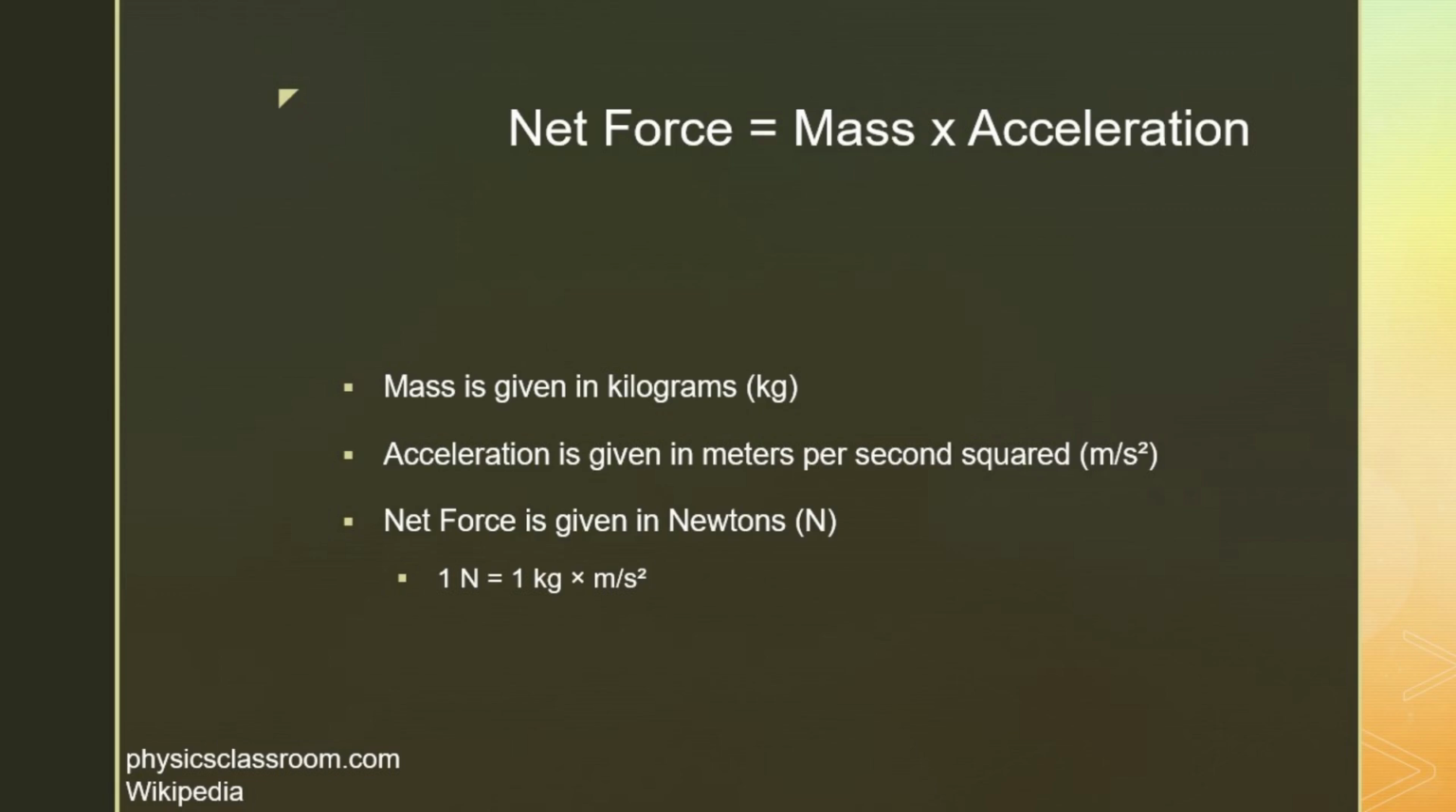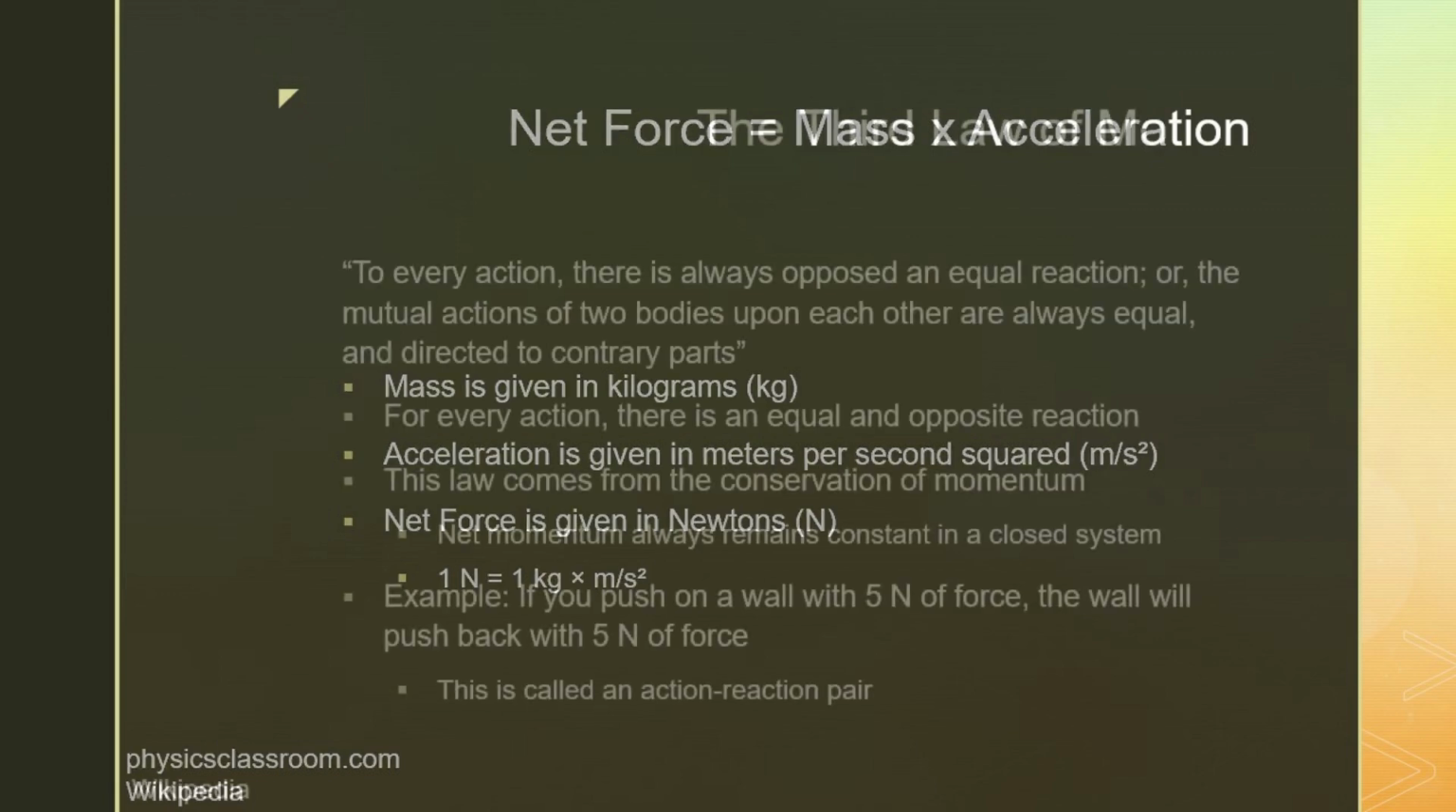In this equation, mass is given in kilograms, acceleration is given in meters per second squared, and net force is given in newtons. A newton is a derived unit representing a kilogram times a meter per second squared.